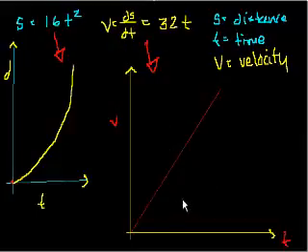How would we figure out what the distance would be at any given time? Well, let's think about it. If we have a constant, this red is kind of bloody. Let me switch to something more pleasant. If we have a constant velocity, distance is just velocity times time.